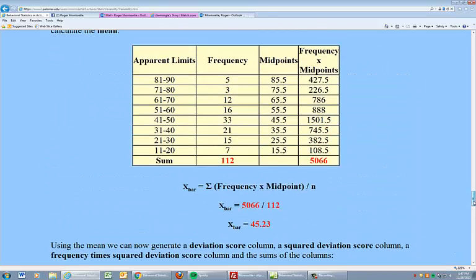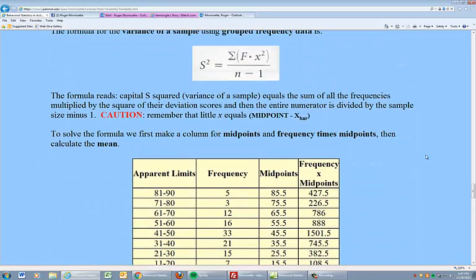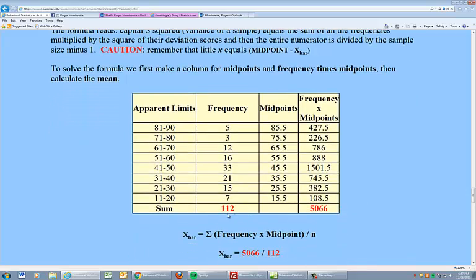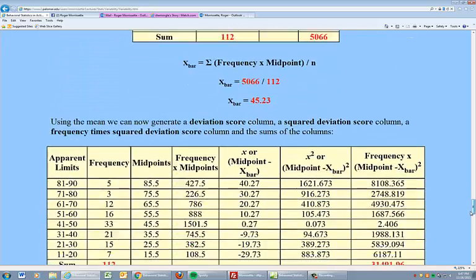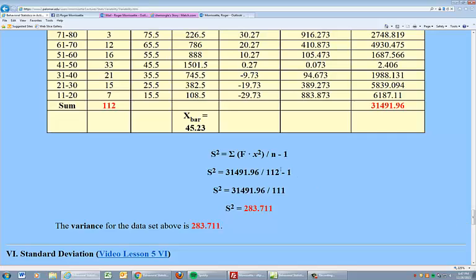And in the denominator, it's simply n minus 1. We've established that n is 112. And so the denominator will be 111. You follow the formula, and the variance for this problem is 283.711.